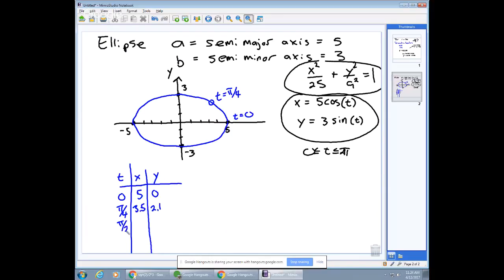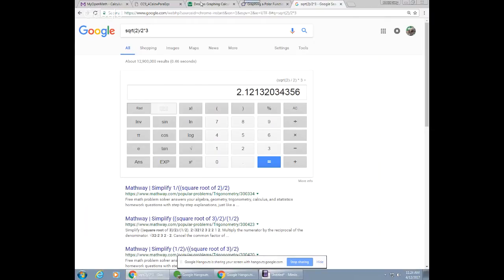At pi over 2, the cosine is 0 and the sine is 1, so I'll be over here when t equals pi over 2. And so we can see that the orientation of the curve is like this. It usually only takes a few points to figure it out. If it's a more complicated curve like that crazy rose, then you have to plot more points, because remember with the rose, I think that I parameterized that over here somewhere.